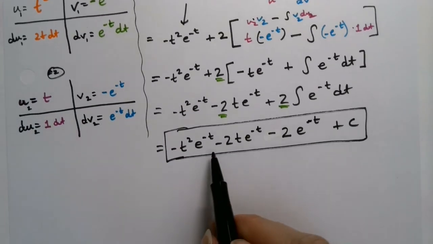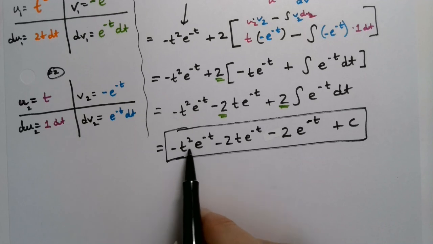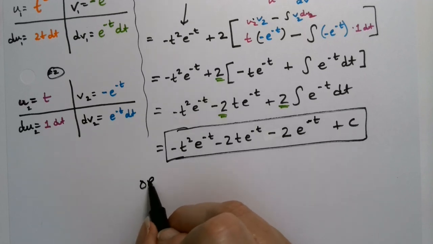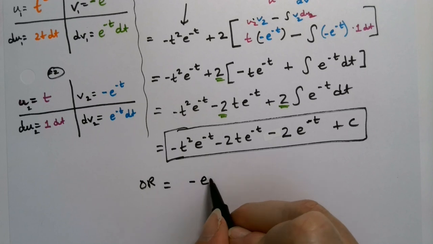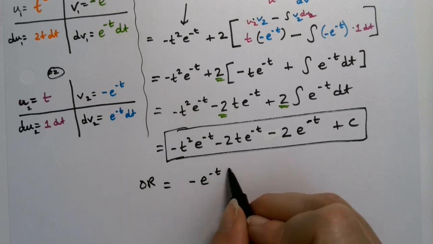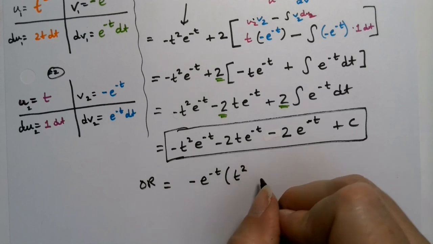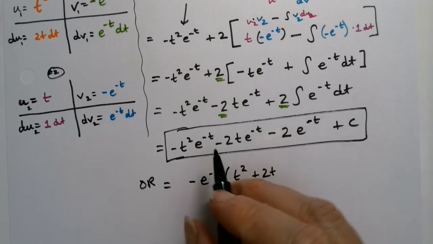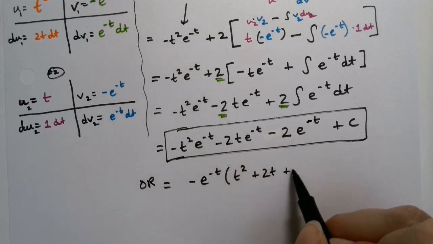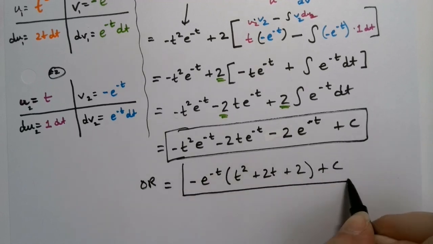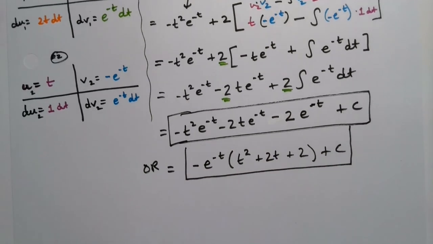Now, if you want to, I noticed personally that there's a negative and an e to the negative t in every single one of these terms. So we also could write it as negative e to the negative t times t squared plus 2t, because we're factoring out the negative, plus 2. That would also work and be correct.